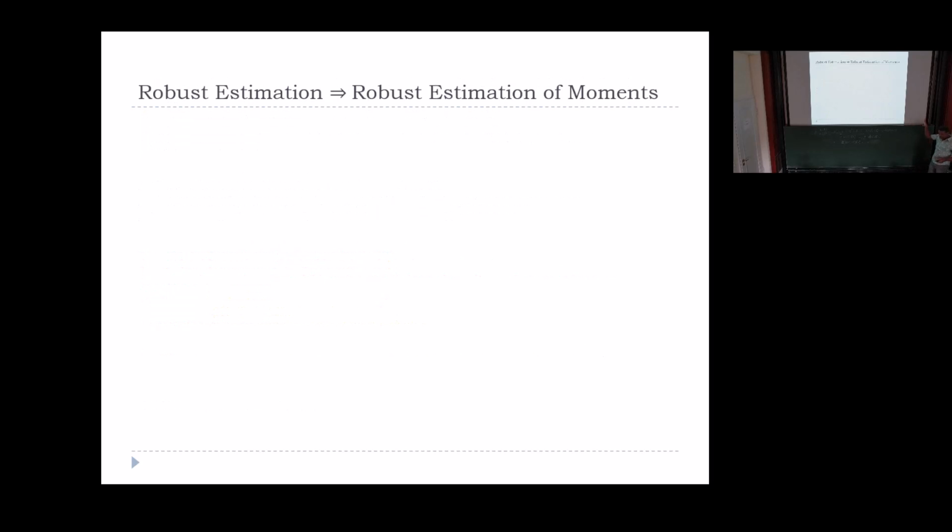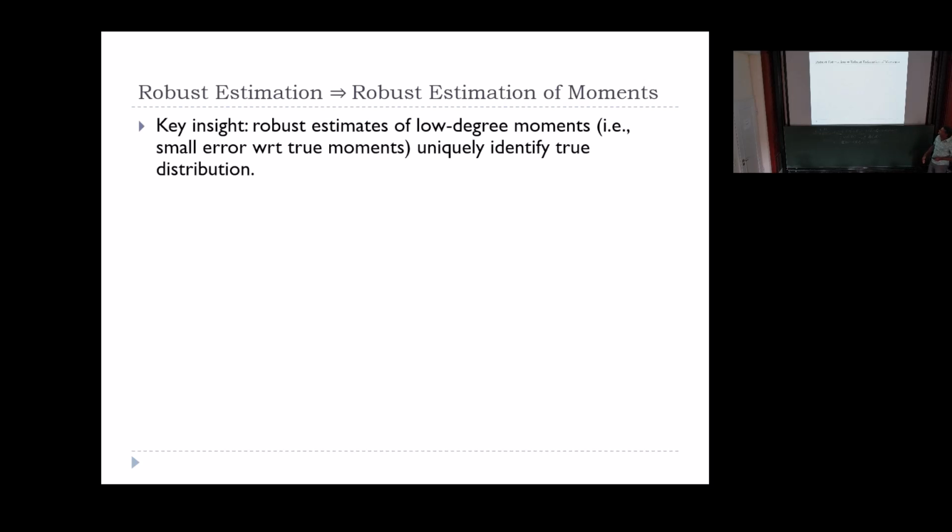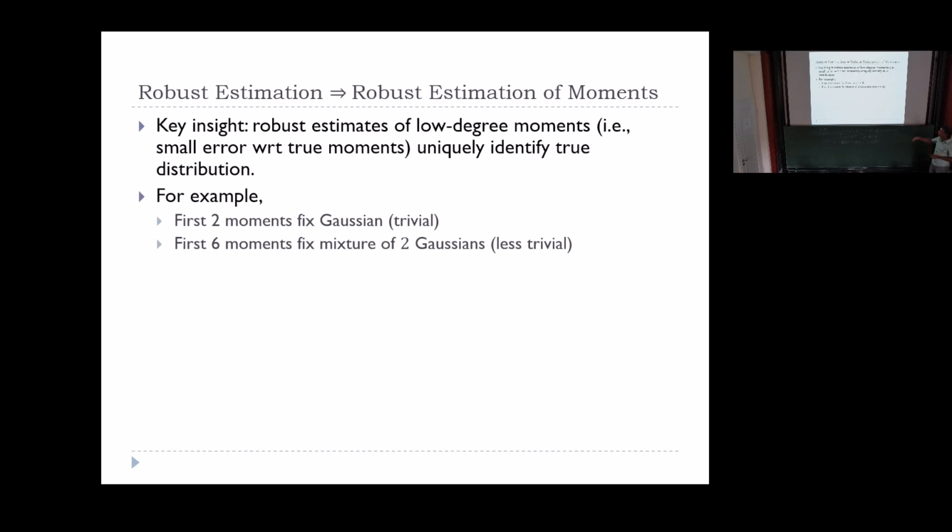Now, the basic philosophy in these results, and there are now many problems that have been solved using these ideas, is that if you can robustly estimate low degree moments, which of course is exactly the first problem we posed, mean and covariance, but even for something like a mixture of Gaussians, if you can estimate low degree moments robustly, then there is enough information there to recover the actual parameters of the distribution. For example, of course 2 moments fix a Gaussian, but 6 moments fix a mixture of 2 Gaussians. And this is already from Pearson. But making this algorithmic took a century.